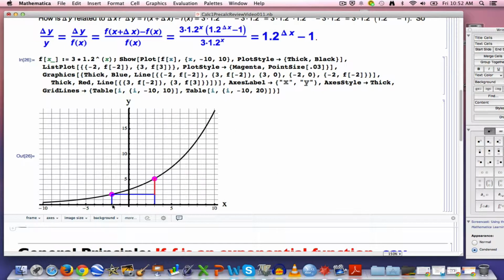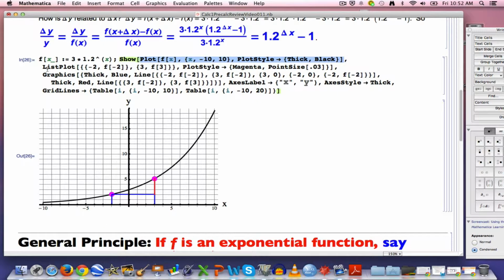I'm imagining x starting out at -2 and then increasing to 3 so that delta x is 5 in this picture. I've used Show to plot the function itself with the Plot command, to plot the data points that I had with ListPlot, and to also plot some lines that you see using the Graphics command. I plotted 4 thick blue lines, one going from -2 comma f of -2 right there over to 3 comma f of -2 right there, so that delta x is increasing by 5. Then a second line going down to 3, 0. Then back over to -2, 0, which you can't see because I made the axis thick. Then back up to -2 comma f of -2, the original point.